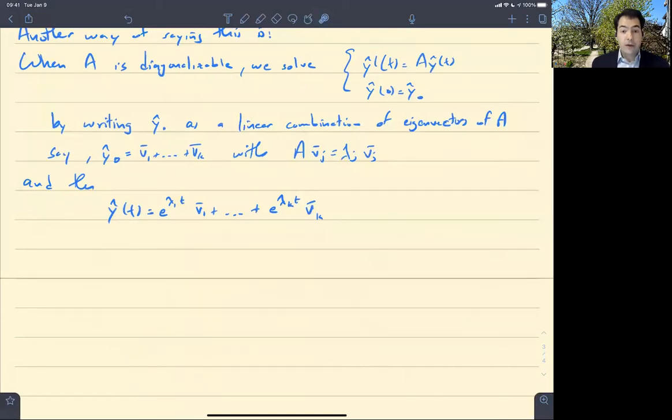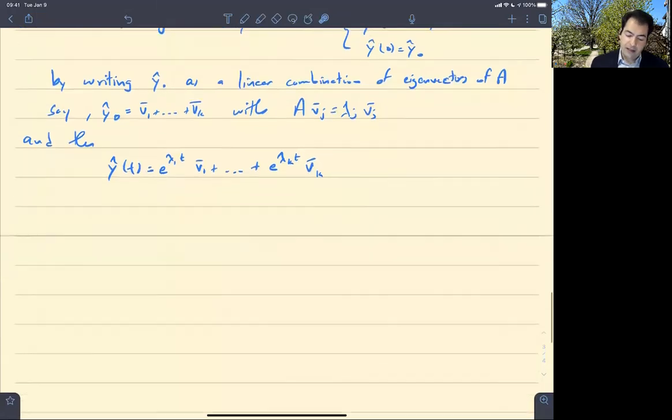Right, so if you have this system of linear equations and the matrix A is diagonalizable, then it's easy to write down the solution to the equation. What you do is you take your initial condition, you write it in terms of eigenvectors of A, which you can do because A is diagonalizable, and then you're basically done. The solution at time t is just the solution at time 0, where you weigh each eigenvector by e to the lambda j t, lambda j being the corresponding eigenvalue. Okay.